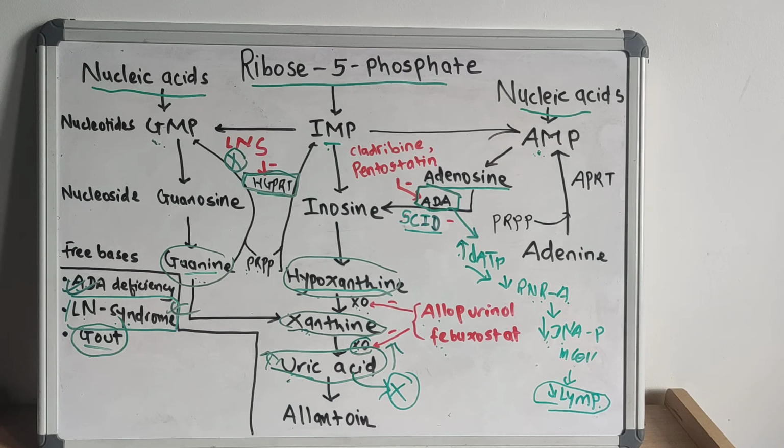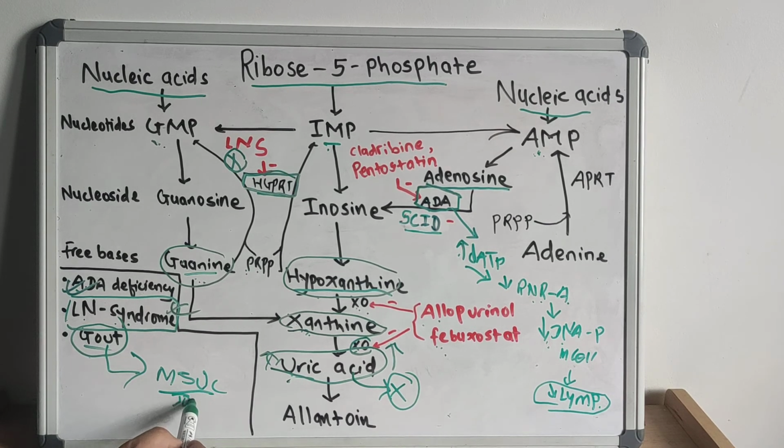Hyperuricemia may progress to acute and chronic gouty arthritis if uric acid, that is monosodium urate, is deposited in the joints and surrounding soft tissue, where it causes inflammation. So gout is the deposition of monosodium urate crystals in the joints due to an increase in uric acid.